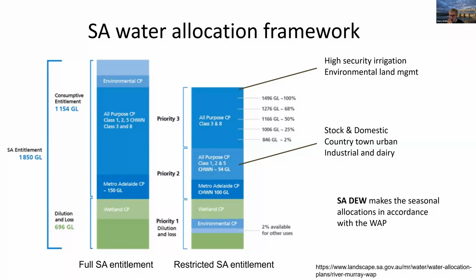In South Australia, the rules are set out in a document called the Water Allocation Plan, which is also available, as you can see there, at the South Australian Landscape Board's website. That's the South Australian River Murray Landscape Board, and the South Australian Department for Environment and Water makes the seasonal allocations in accordance with the rules set out in that water allocation plan. So let's take a little bit of a look at how water allocation played out in this 21-22 season.